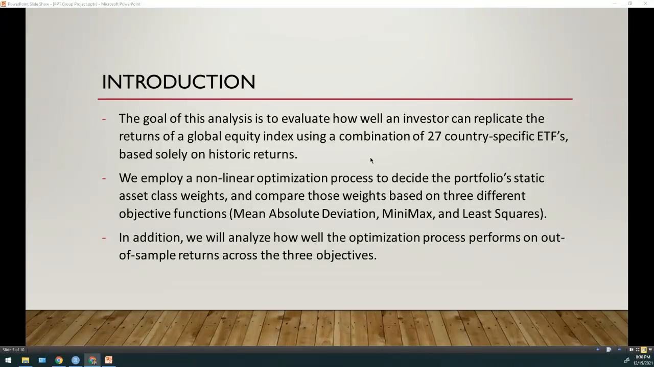In terms of variables, we used 27 country-specific exchange-traded funds, or ETFs. There's nothing really specific about the 27, other than that we felt it was a pretty complete representation of the general universe that we could use to replicate this index. The index that we're looking to replicate is the MSCI World Index, which is a developed as well as emerging market equity index. And the process that we employ, which we'll get into in further detail, is a nonlinear optimization process.